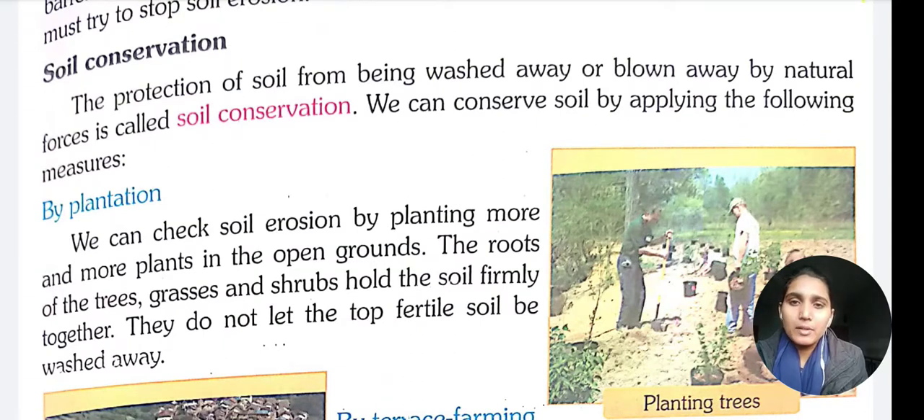If we prevent that topmost layer of soil from getting degraded, or from getting washed away by water or blown away by wind, if we conserve it, if we protect it, that is soil conservation.